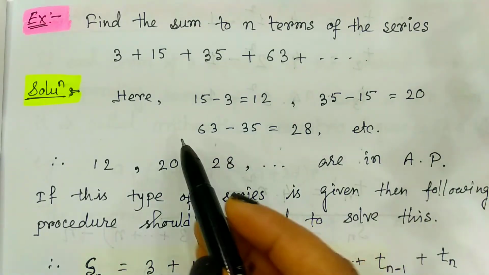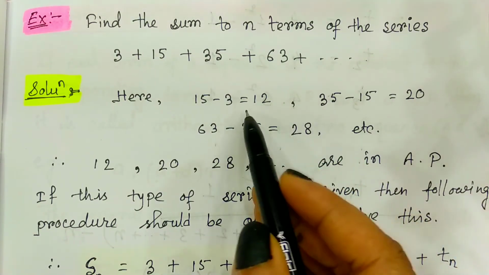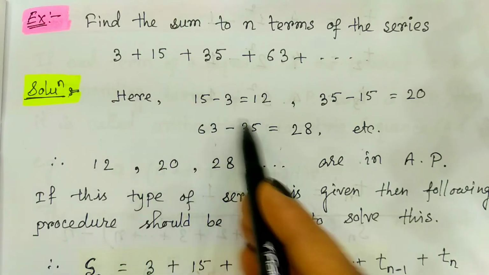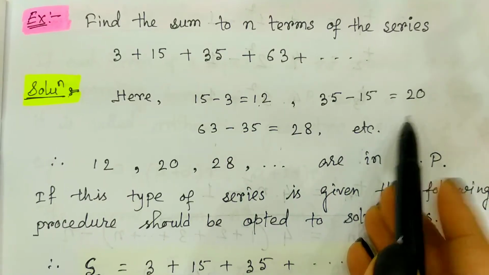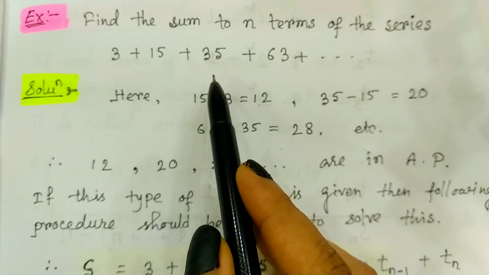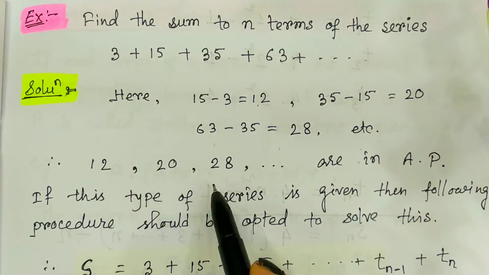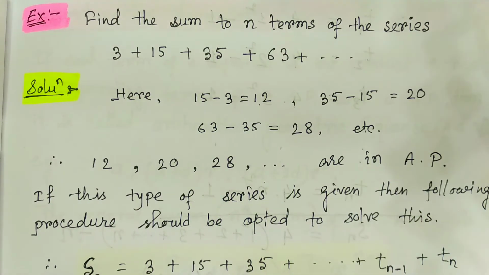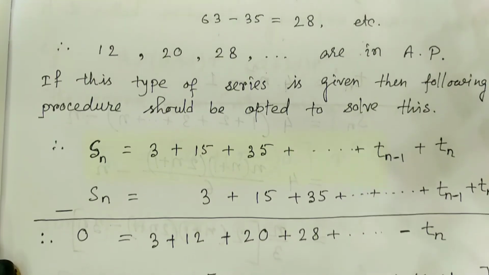And here if we find the difference between two consecutive terms, then the difference between 3 and 15 is 12. The difference between 35 and 15 is 20. The difference between 63 and 35 is 28, etc. So these 12, 20, 28 are in AP. So if this type of series is given, then we should opt for the following procedure.